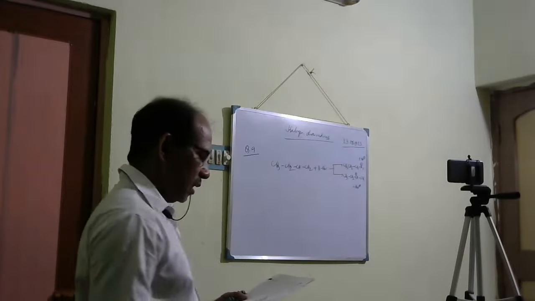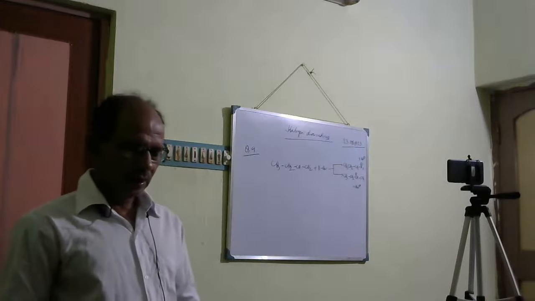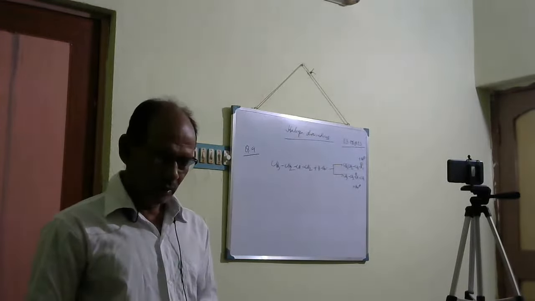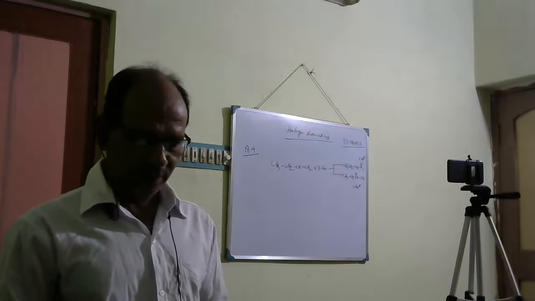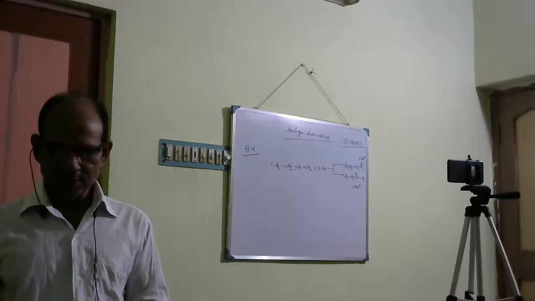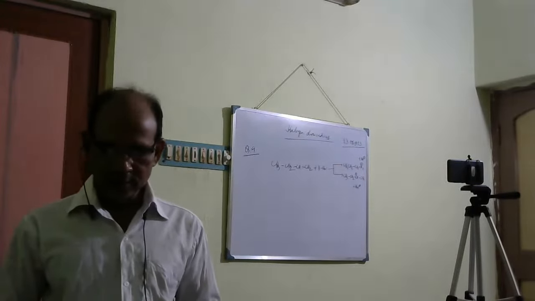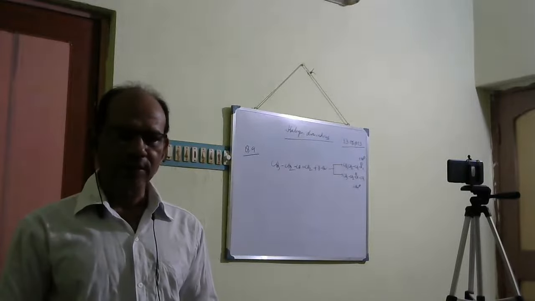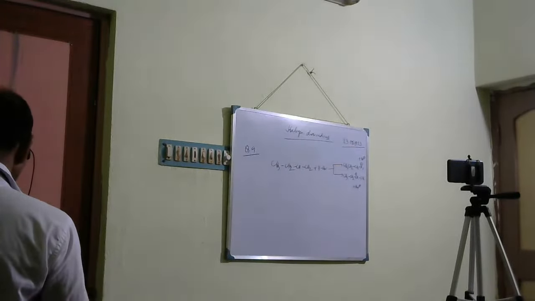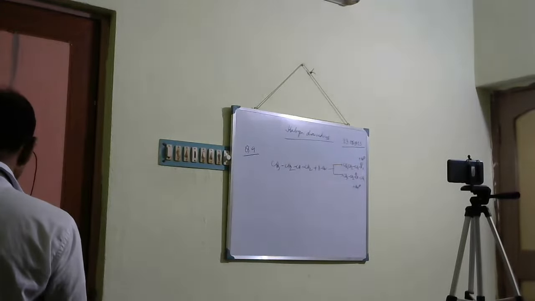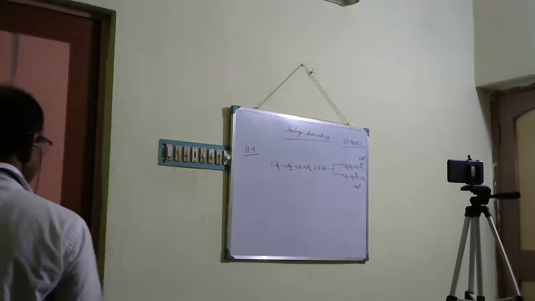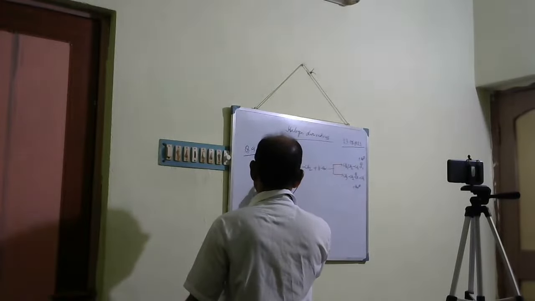Here the options are: number 1, carbocation B is more stable and forms relatively faster. Number 2, carbocation A is more stable and forms relatively at slow rate. Number 3, carbocation B is more stable and forms relatively at slow rate. Number 4, carbocation A is more stable and forms relatively at faster rate. The answer is 1.